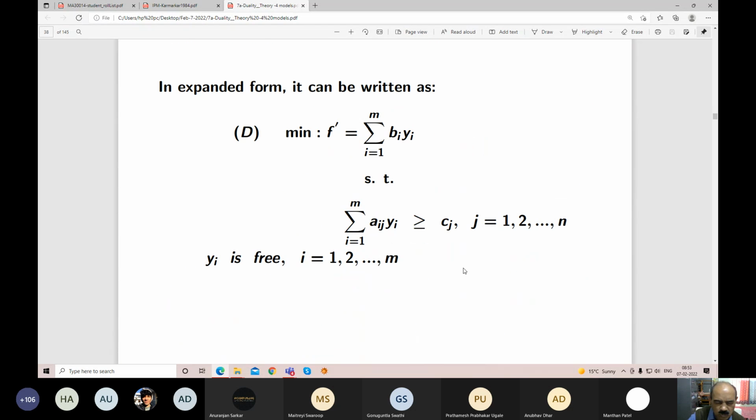There are two forms, one in matrix notation, and one without using matrix notation. The expanded form is better. In the expanded form, the dual will be minimize f dash, sum over i from 1 to m of bi yi. Here y1, y2 up to ym are the Lagrange multipliers, and this yi we call lambda i. That is why yi is free. The constraints are less than or equal type in the primal, and greater than or equal type in the dual. This is the dual.